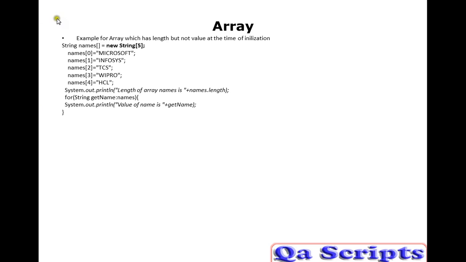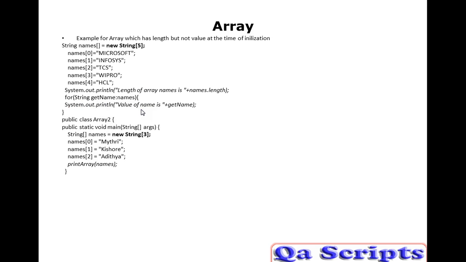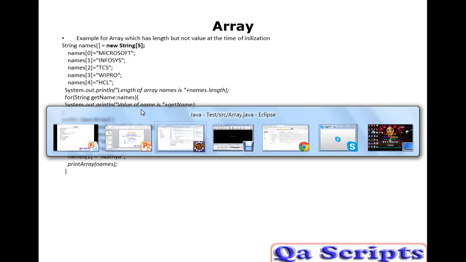Later, what I have done in this example is count the length of the array, that is names.length. Then I am using an advanced for loop where I am using names at the right side of the colon. Then I am declaring one variable called getName of data type String. Then I am using System.out.println to print all the values. Let me go back to Eclipse and show.